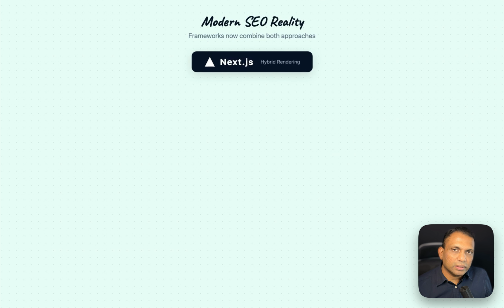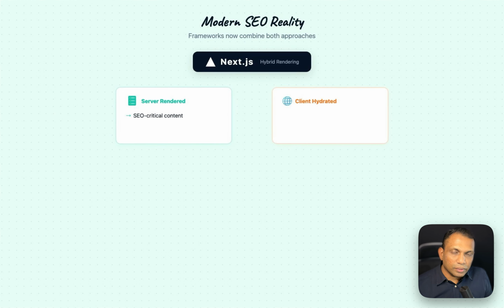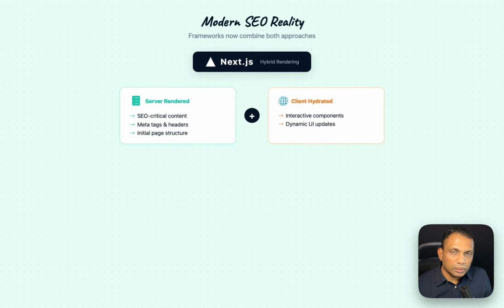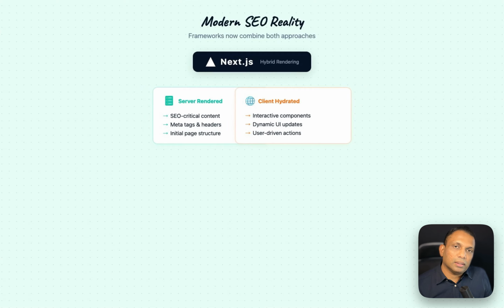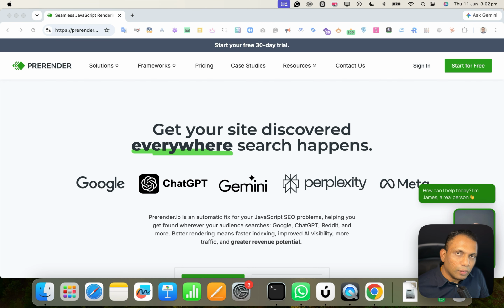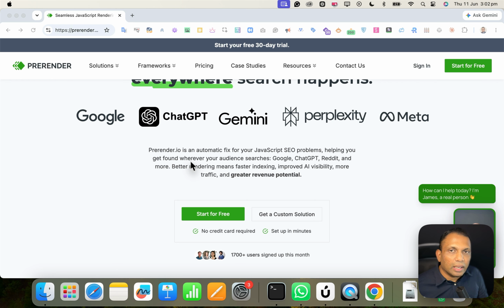Modern JavaScript frameworks now combine both approaches. Frameworks like Next.js now use hybrid rendering models, where one part renders on the server for SEO, and the other part hydrates in the browser for interactivity. If you already have a JavaScript-heavy website and your JavaScript version is not up to date, you can use tools like Prerender.io, which will do the same thing as server-side rendering. It will pre-render your content and serve that rendered content to the search engines.